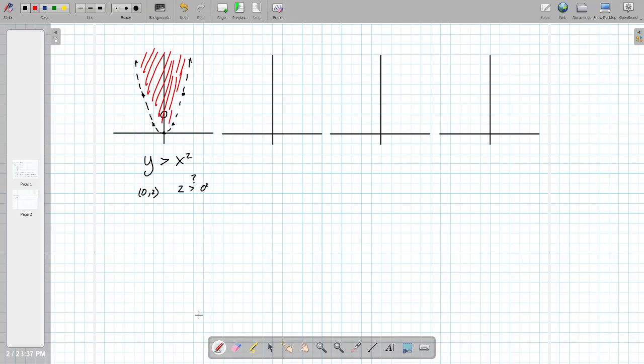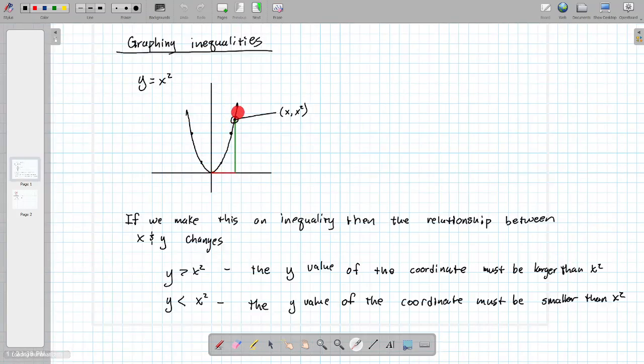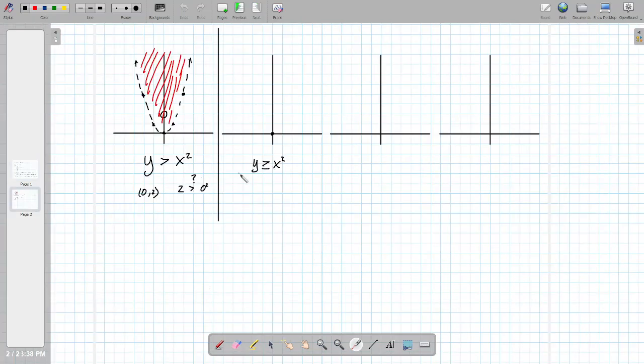Everything above the dotted line. Now, if instead we look at y is greater than or equal to x squared. Now the only part that's new is the equal to part. We could have y is equal to x squared now, which is exactly this curve. So instead of saying that this curve will not be a part of the solution set, it now will be because y can be equal to x squared.